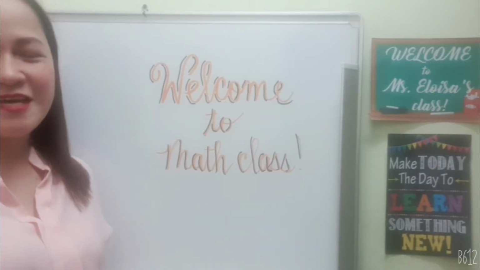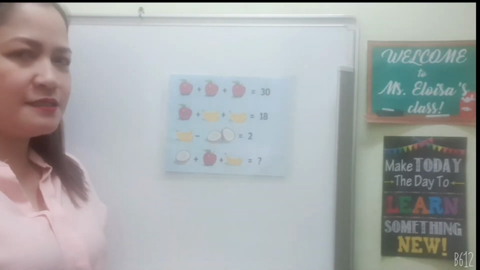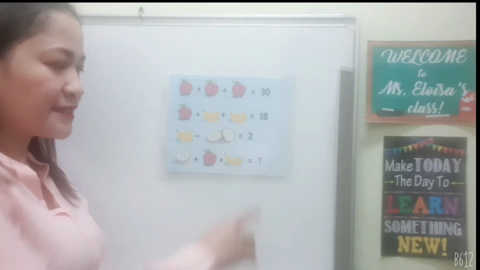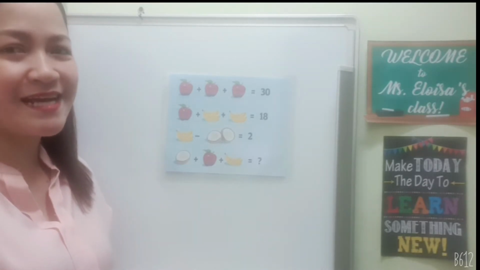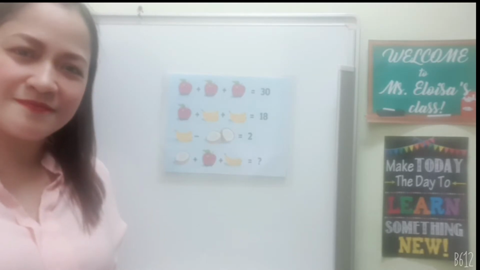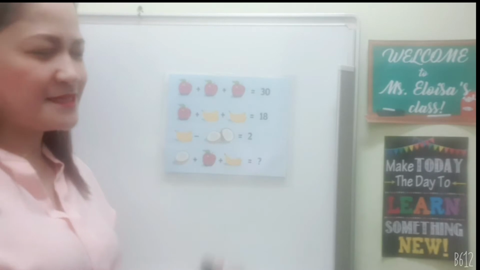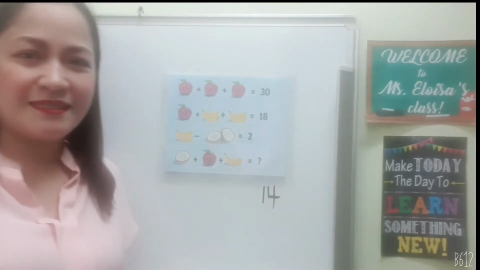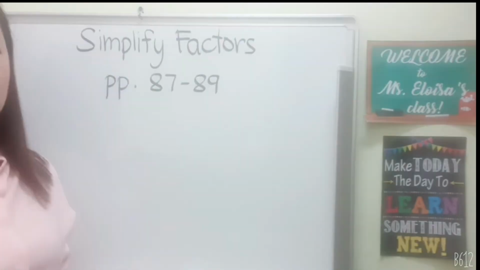That's good. But before that, let us first have our brain teaser. So I have here a puzzle, and you are going to figure out the answer to this puzzle. I will give you 5 seconds to think. Go. What is your answer? Is it 14? If it's 14, then that means you got it right. Good job! For today, we will study how to simplify factors.